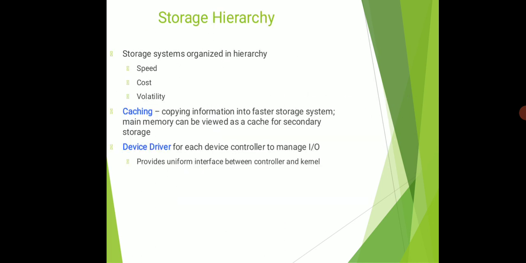Next one is storage hierarchy. We have storage systems organized in a hierarchical manner. It is based on speed, on cost, and on volatility. Caching: copying information into a faster storage system; main memory can be viewed as a cache for secondary storage. Device driver: for each device controller to manage I/O, it provides a uniform interface between controller and kernel. So this is the storage hierarchy, right?